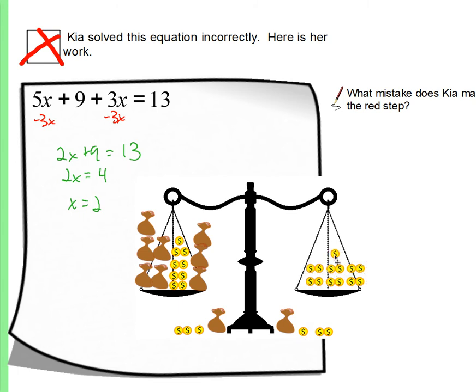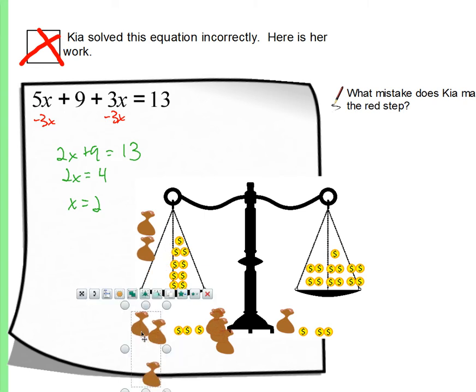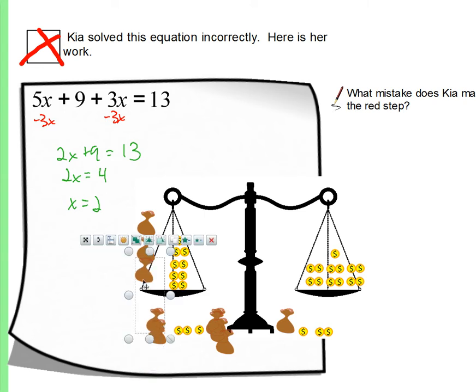So you can see, subtracting 3x, that'd be like taking 3 bags off of this side. Okay, well, I'll just move them down here. But if they subtract 3x from the 3x, and then they subtract 3x from the 5x, it'd be really 6x. They've just taken 6 bags off one side and done nothing to the other side. They really messed up the other side. Okay, super, super unbalanced.